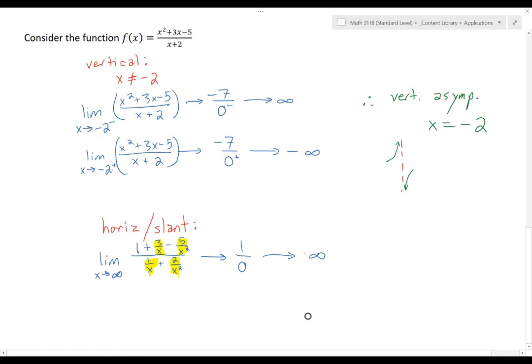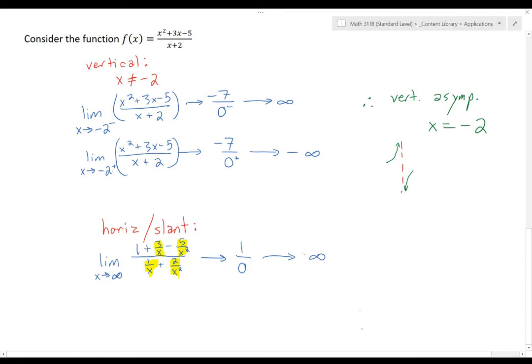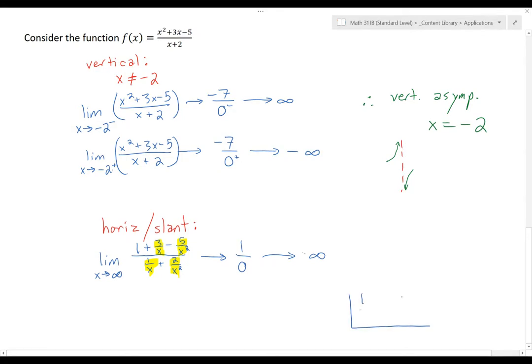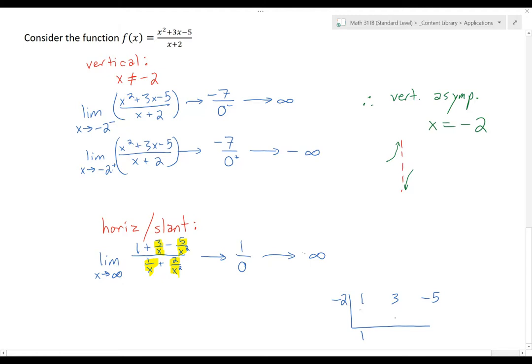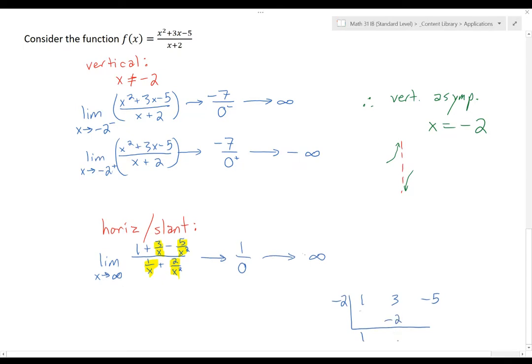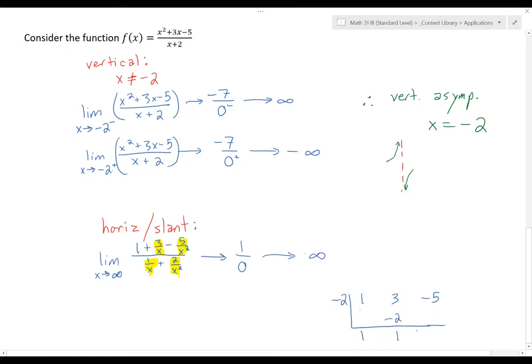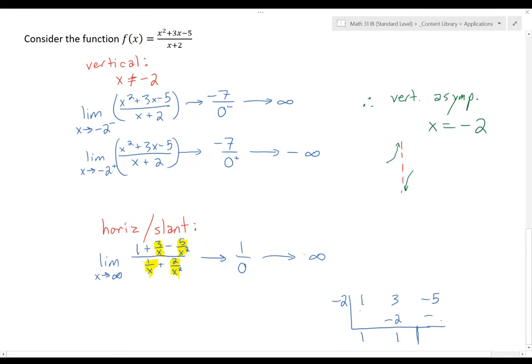So to find that slant asymptote, I actually do the division. I'm going to divide x squared plus 3x minus 5 by x plus 2. And I can do that division using synthetic division. So 1, 3, negative 5, negative 2. Your synthetic division process might be slightly different than mine. It's not ultimately all that important how you do your synthetic division. You just need to know how to do division.